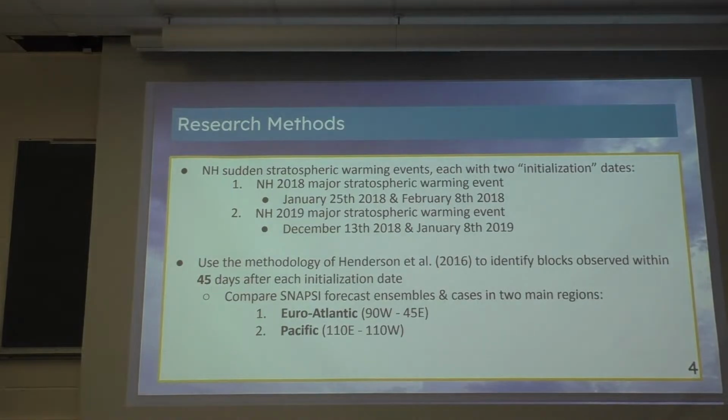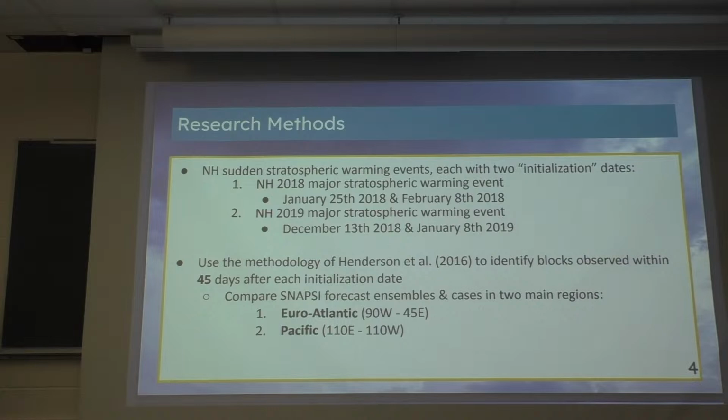So as I mentioned, I'm specifically investigating blocks associated with the Northern Hemisphere sudden stratospheric warming events. Each of these has 2 forecast initialization dates. One is set to be 3 weeks prior to the surface extreme event onset, and the second one is prior to the onset of the sudden stratospheric warming.